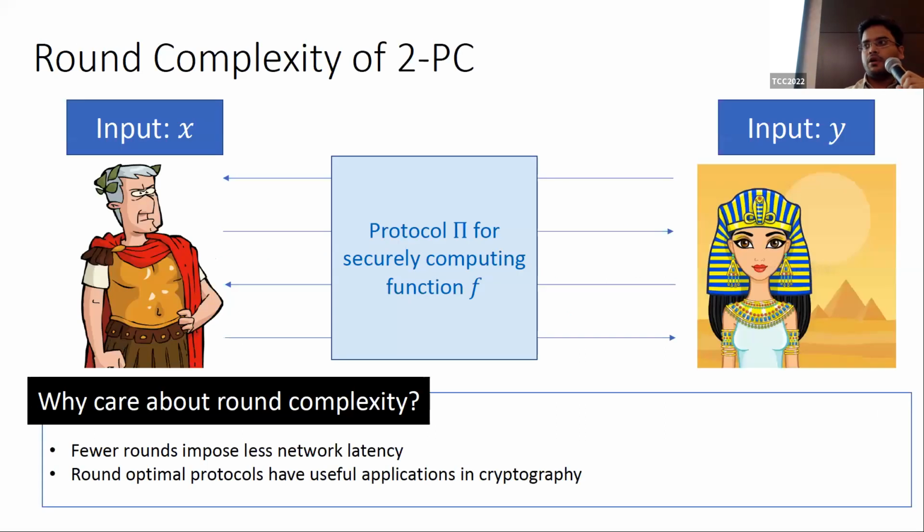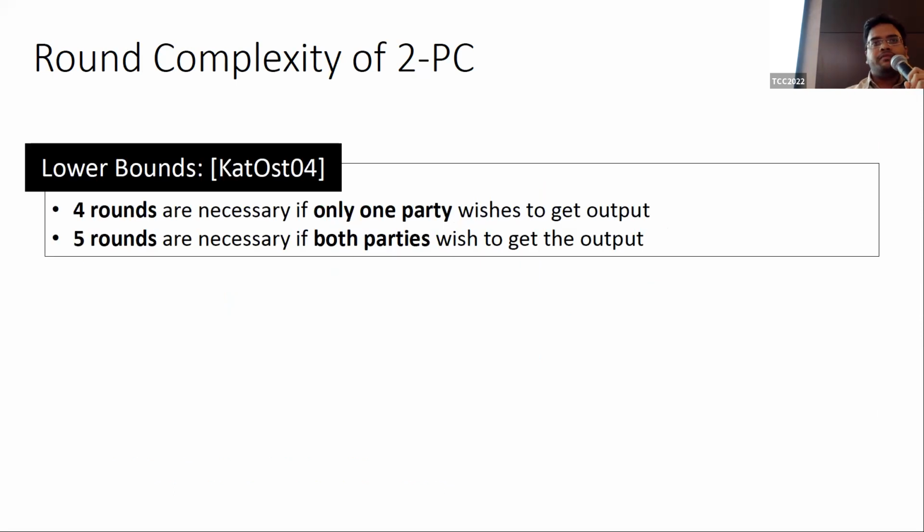So why do we care about round complexity? Because fewer rounds impose less network latency. So it's always ideal to have round optimal protocols. And also round optimal protocols have other useful applications in cryptography. So let's revisit some of the lower bounds in the 2PC domain.